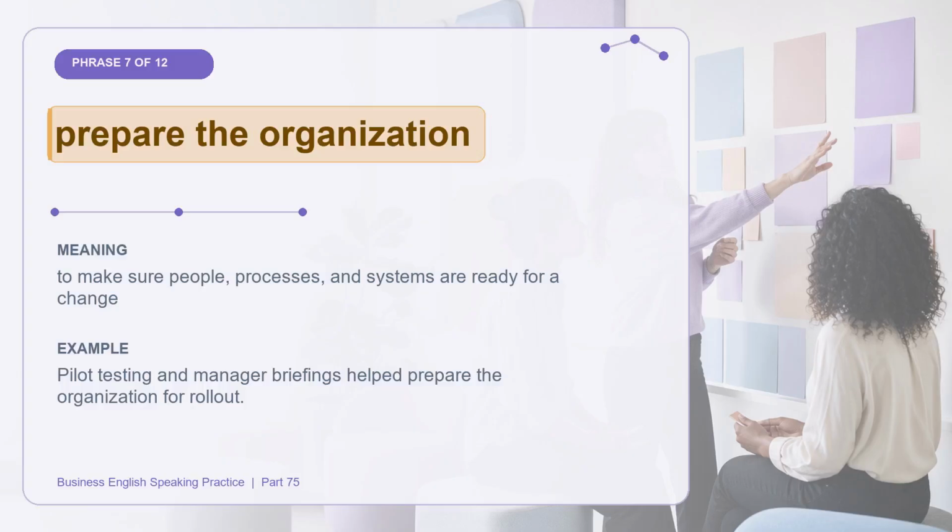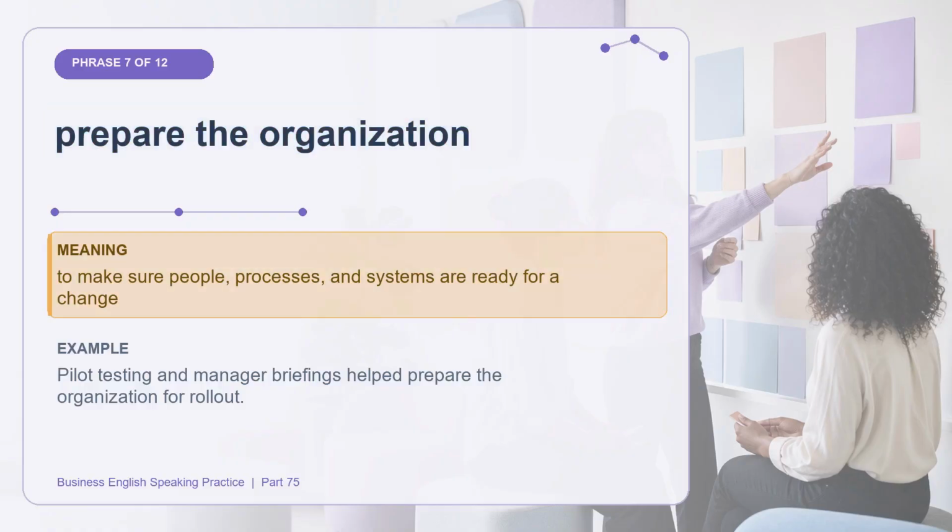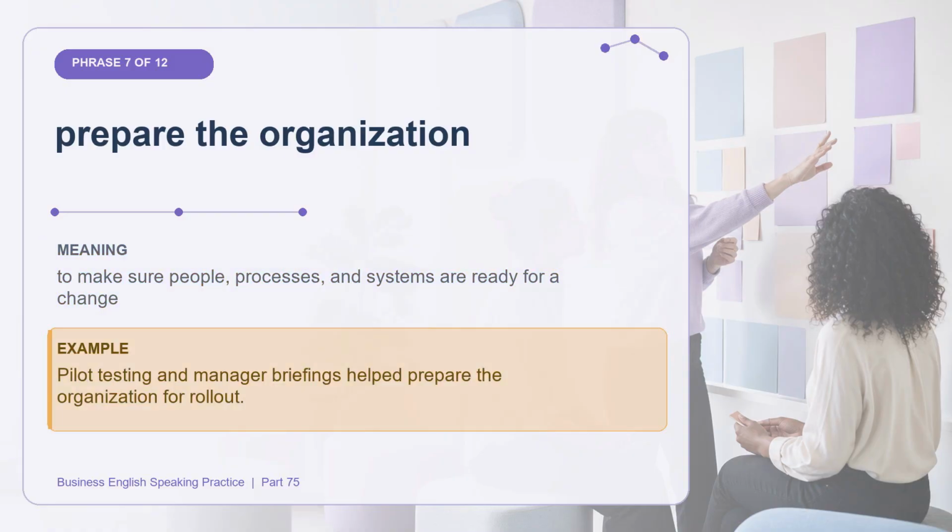Phrase 7. Prepare the organization. Meaning, to make sure people, processes, and systems are ready for a change. Example: pilot testing and manager briefings helped prepare the organization for rollout.